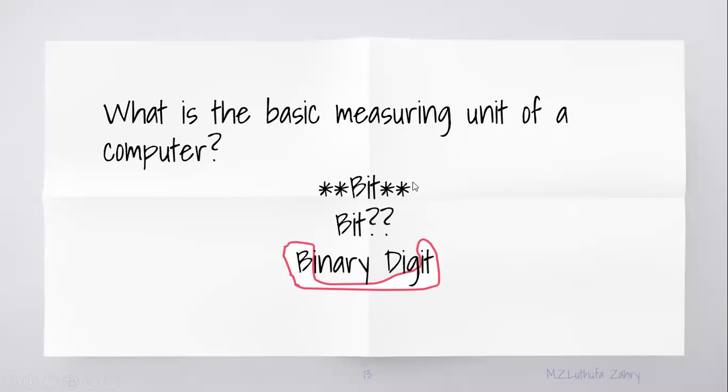Bit is a smaller measuring unit, and when it gets bigger, it will be byte. You say it as KB, MB, GB, TB, right? So that is it. Bit is a smaller measuring unit of a computer.